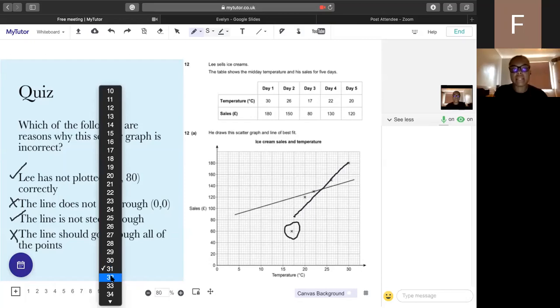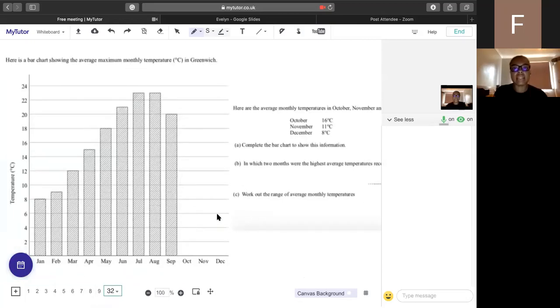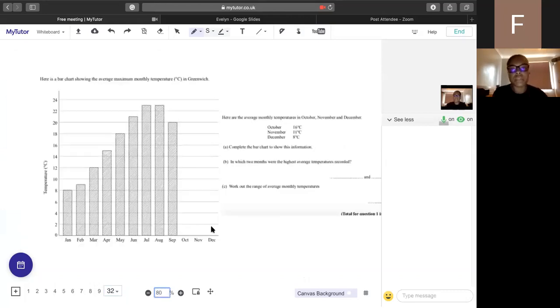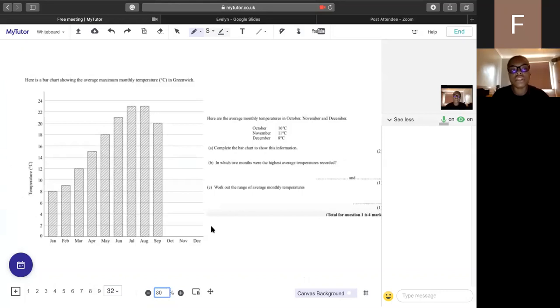So let's look at this past paper question then. This one is on bar charts. So here is a bar chart showing the average maximum monthly temperature in Greenwich. So here are the average monthly temperatures in October, November and December. So complete the bar chart to show this information. So remember, when we were talking about bar charts, we have to make sure that they are equally spaced out and that the height of the bars represent the frequency or the data properly.